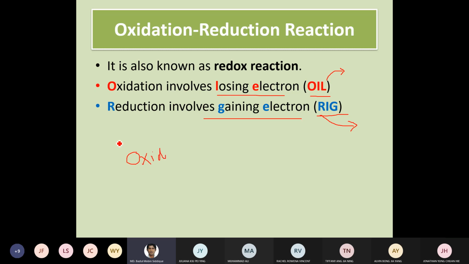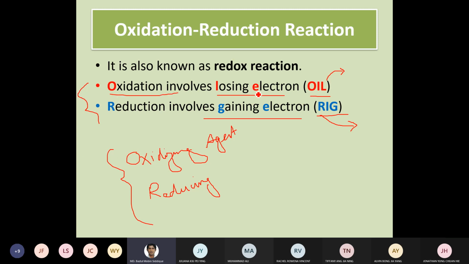oxidizing agent. Okay, if you can read my writing, and a reducing agent. Reducing agent, oxidizer, and reducer, the same thing actually. So these two things, please be comfortable with this.